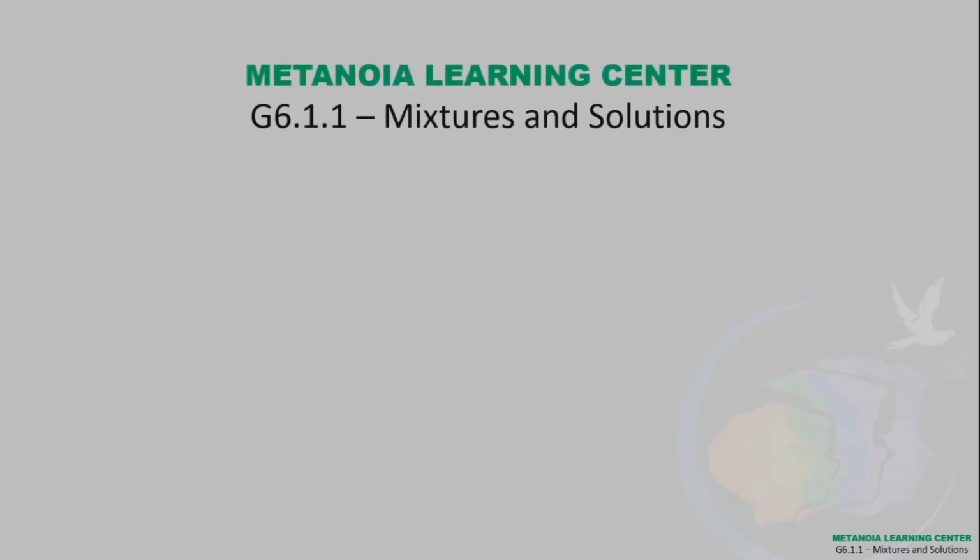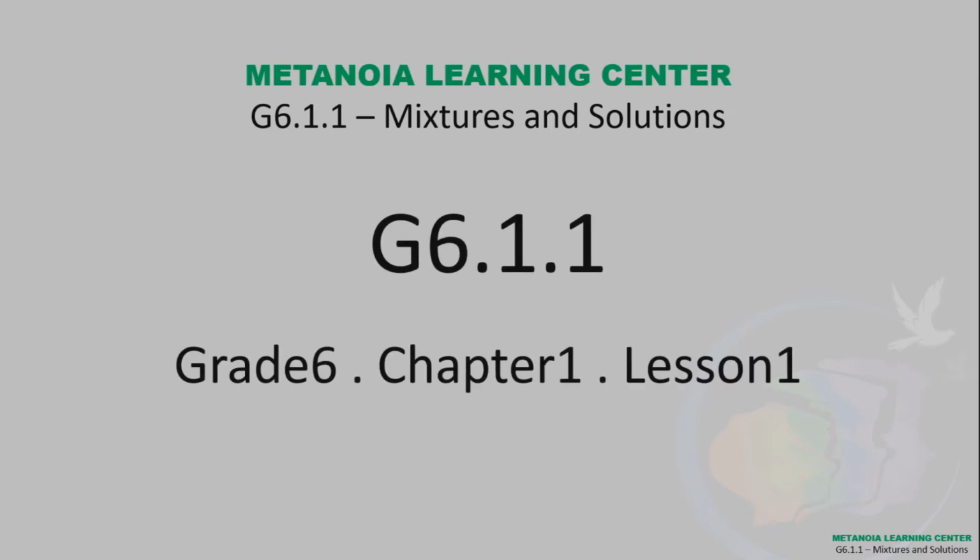Before we begin, I would like to give you a little information of what you see on the lower right corner of the screen. As you can see, we have Metanoia Learning Center G6.1.1 Mixtures and Solutions. The G6.1.1 actually means Grade 6, Chapter 1, Lesson 1, the topic to be discussed. This is for us to easily keep track of our lessons. Anyway, let us now start with our lesson.